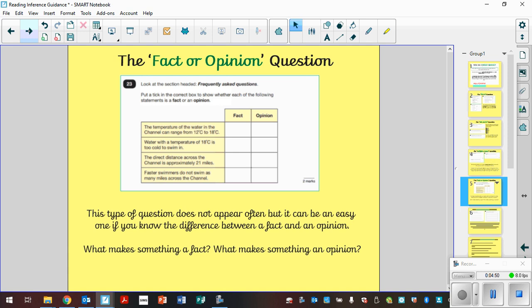Another type of question to do with inference is the fact or opinion type questions. And actually, it can be an easy way of getting them right.